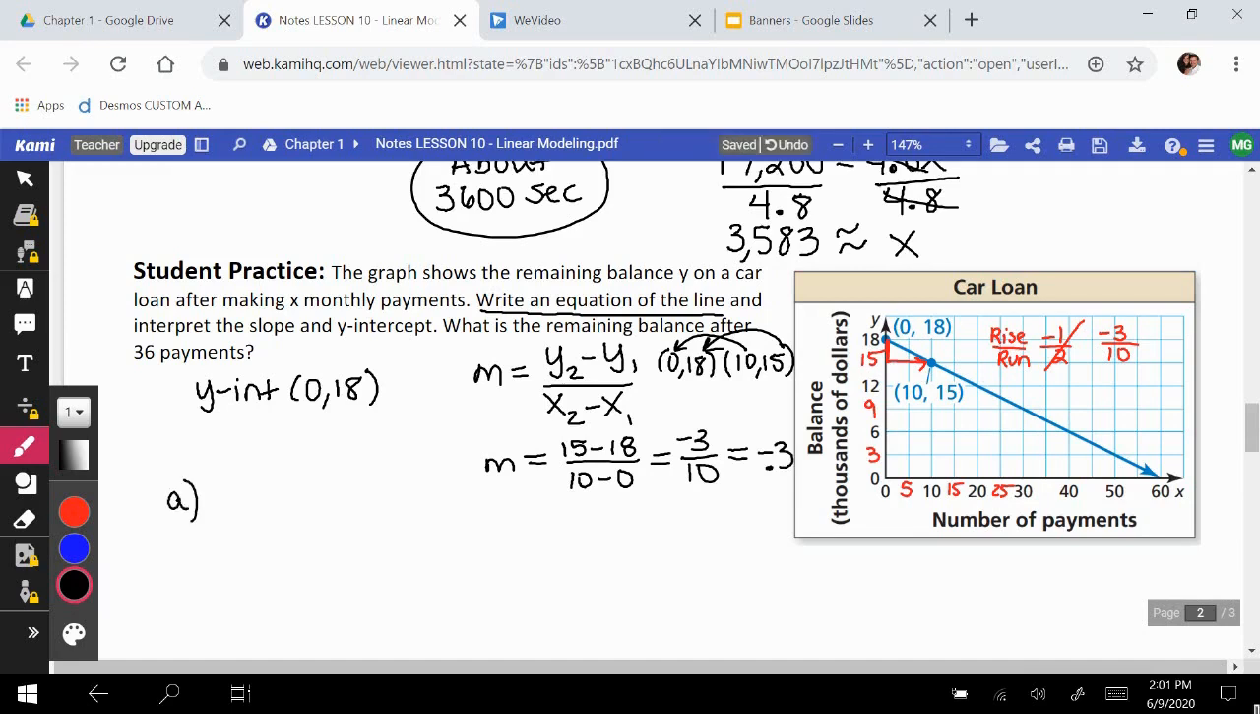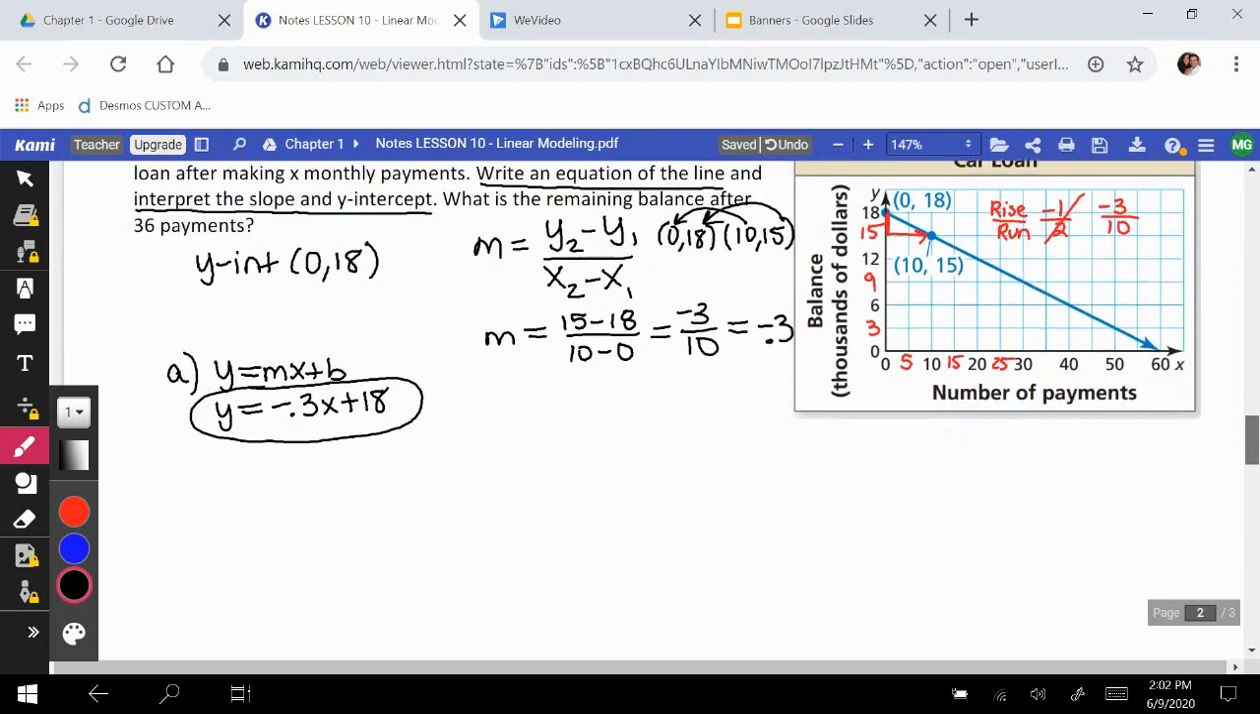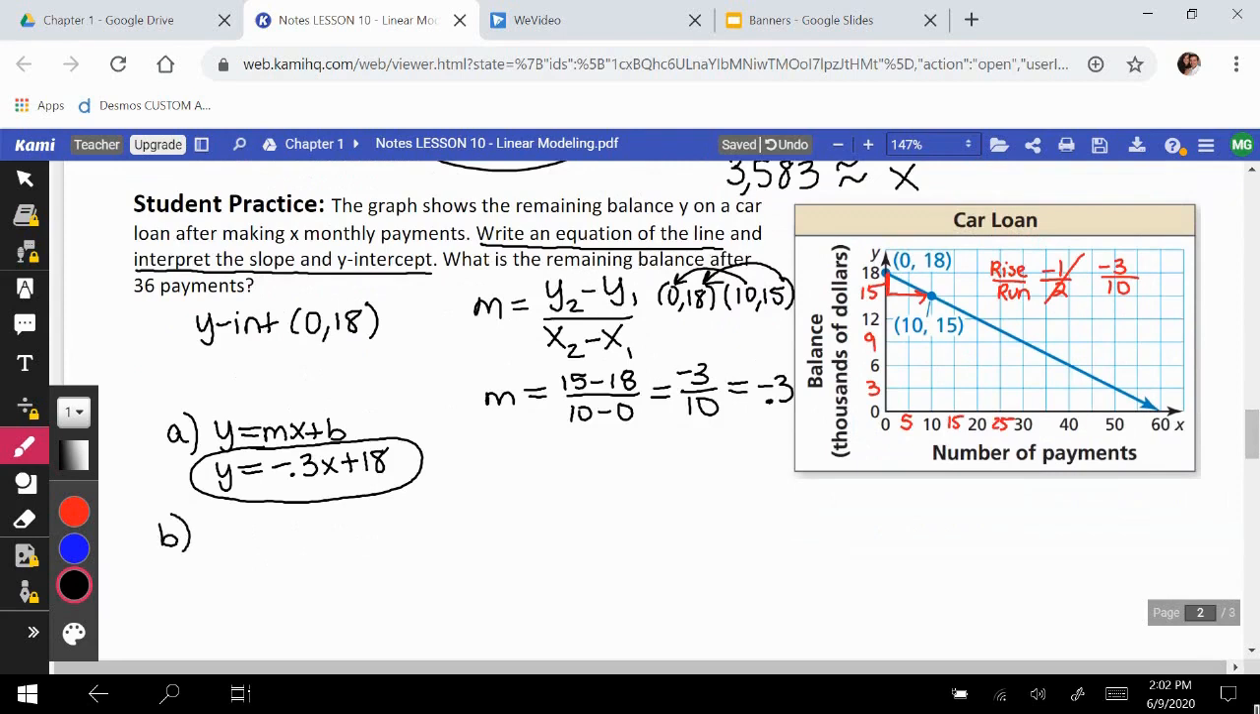In part A, we wanted to write the equation just using y equals mx plus b. I'm going to plug in -0.3 for m, and I'm going to plug in the 18 for the y-intercept. That part's done. Now we want to interpret the slope and the y-intercept. For the second part, we're going to do an interpretation for the slope and the y-intercept.